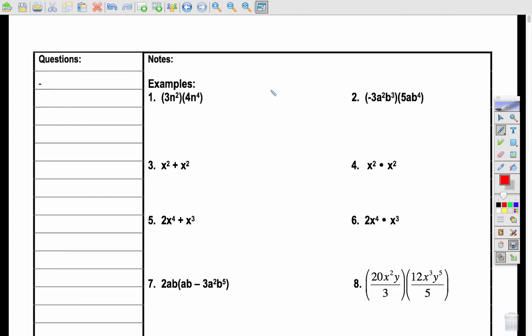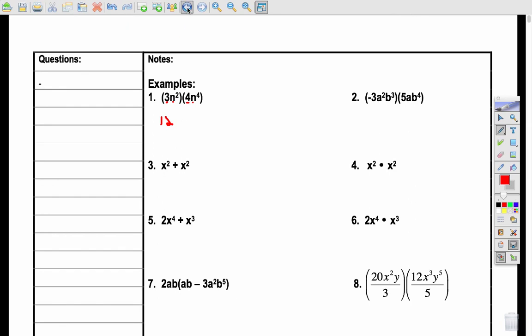Here's some examples. I love this page of notes because it's just pure examples for you to see these properties worked out. Here we go. We have 3n squared times 4n squared. Okay, so the first thing to do, multiply these numbers out in front. So 3 times 4, that's 12. Okay, we have n and n. So they are the same base.